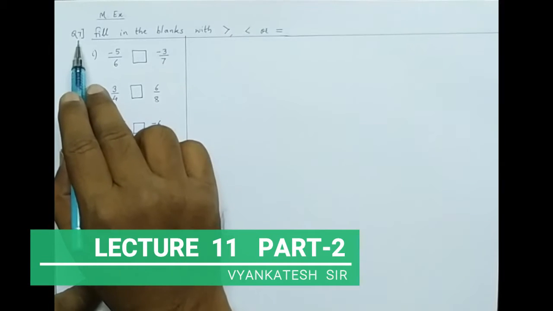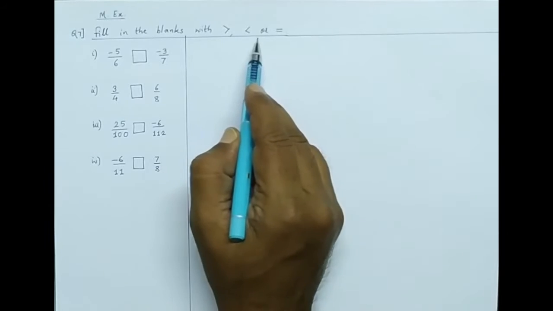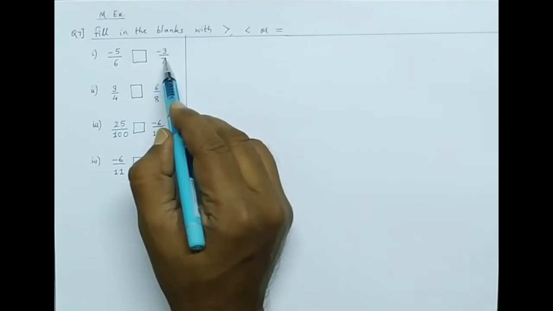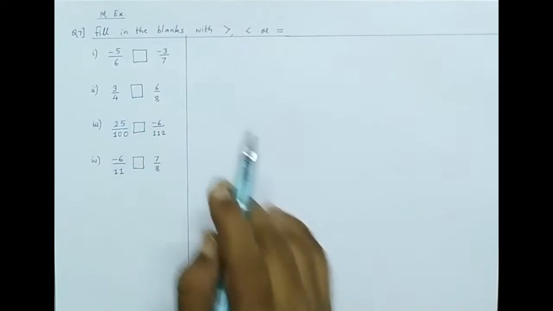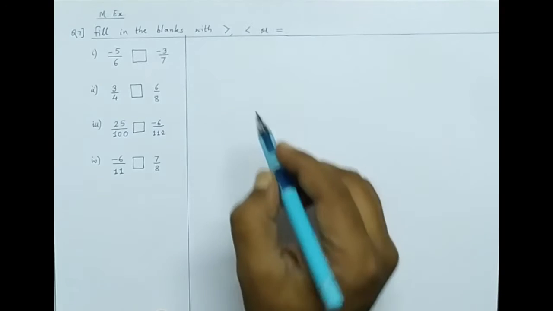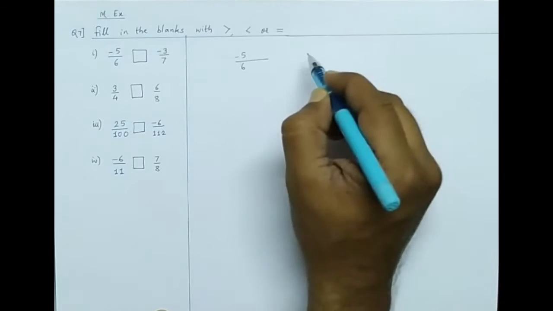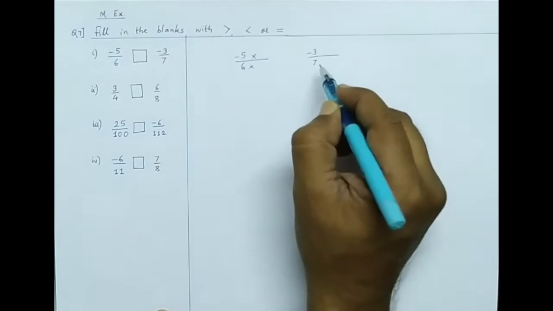Next question. Question number 7. Fill in the blanks with greater than, smaller than, or equal to. Now here minus 5 by 6 is there, minus 3 by 7 is there. Until the denominator is equal, we can't compare the rational numbers. So our first aim is what? To make the denominator equal. For that, what do we have to find? We have to find its LCM.